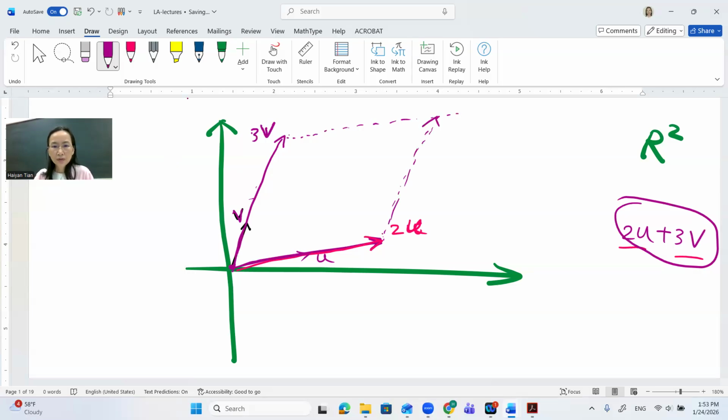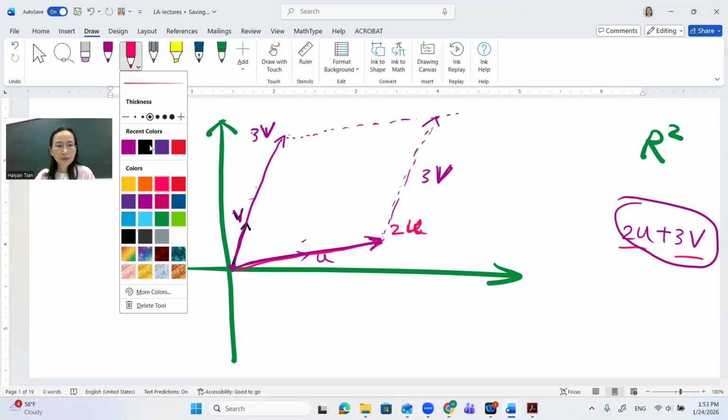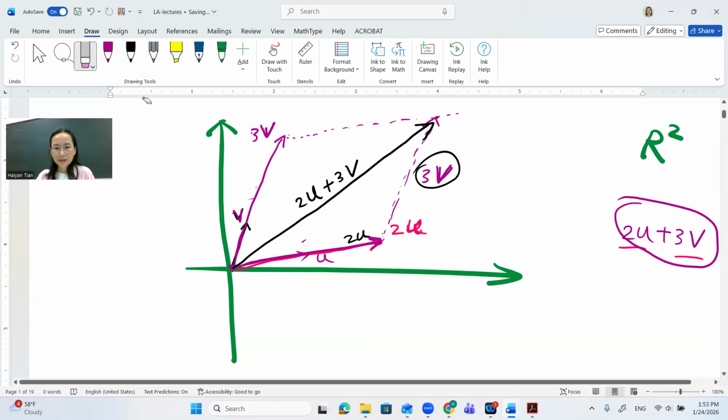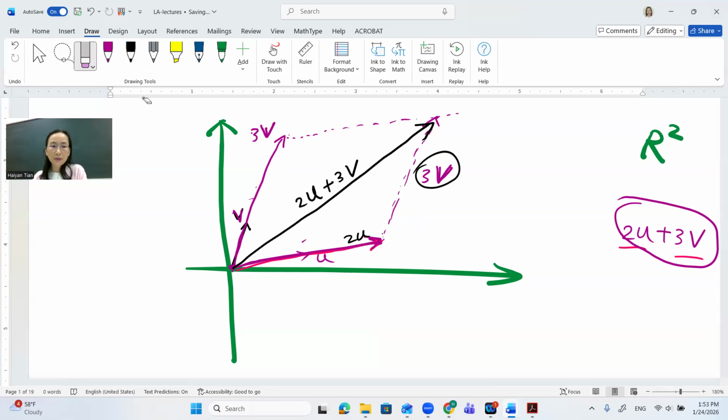So this is a 3v, you see? And then 2u plus 3v, I just draw another 3v. 2u plus 3v will be this one. We'll use the diagonal. That is 2u plus 3v. Here you see the 2u, and that's a 3v. So 2u plus 3v using the parallelogram rule.